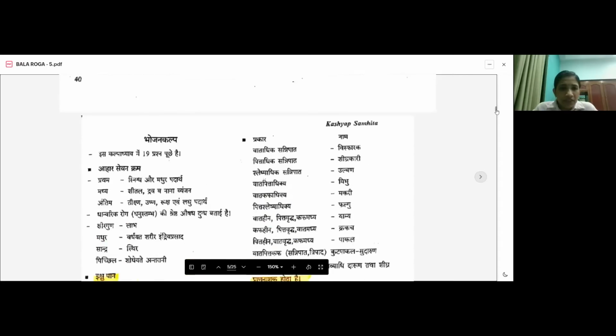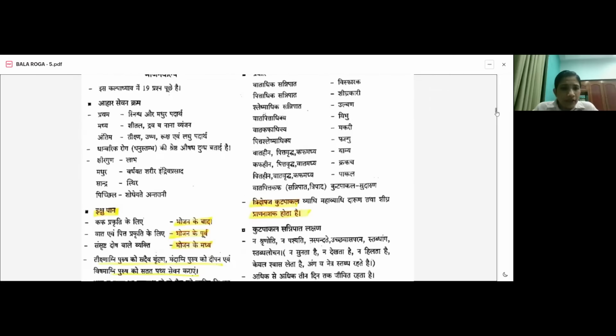The next one, that is Bheshaja Kalpam. Here, Ahara Sevana Krama indicated, and first use the Snigdha and Madhura Padartha. So when we take the food, we are recommended to use the Snigdha and Madhura Padartha first, and in the middle, Shita, Drava and Nana Vyanjana Padartha can be used, and the last Tikshna, Ushna, Ruksha and Laghu Padartha. So first is Snigdha and Madhura, and the last Tikshna, Ushna, Ruksha and Laghu Padartha is recommended. Okay.